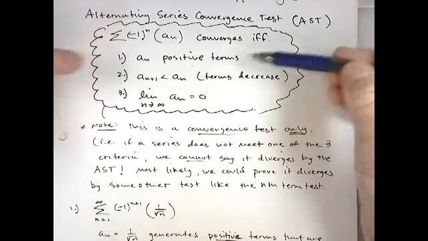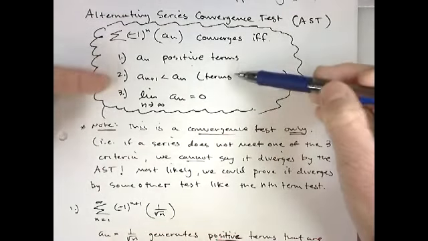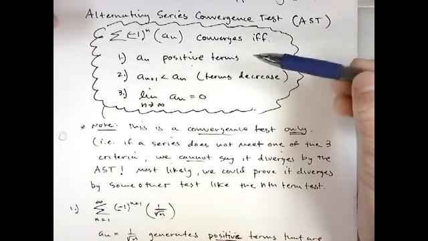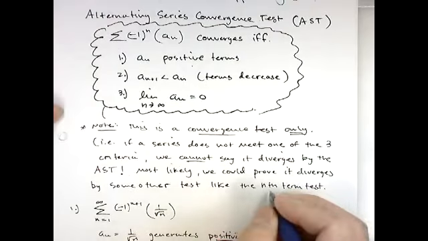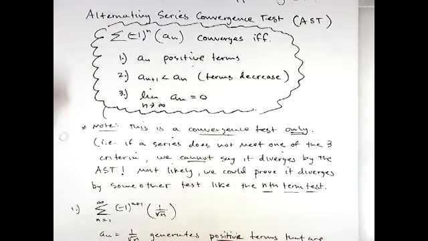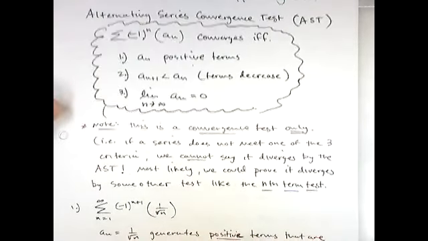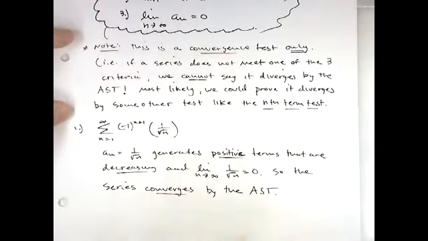Now, if one of these three requirements should happen to fail, it probably does diverge. So you'd probably have to use a different test though. Quite often it might be like an nth term test to prove it diverges. Okay, so here's a quick example.